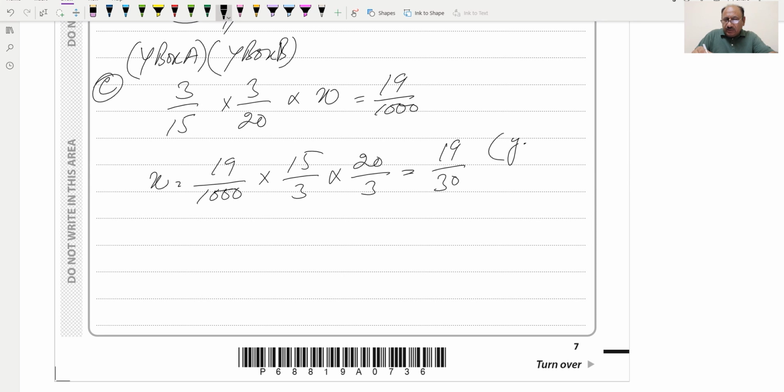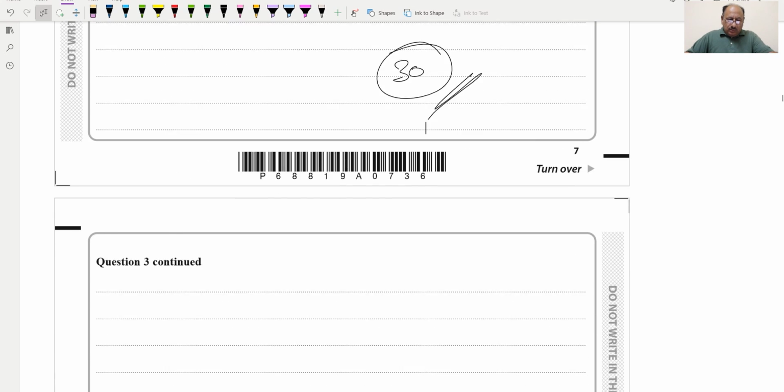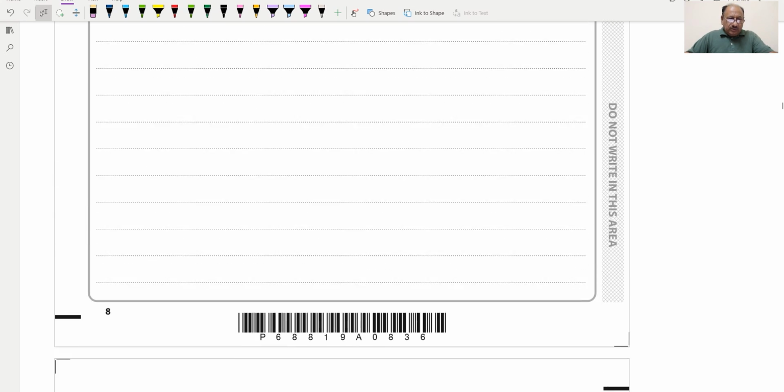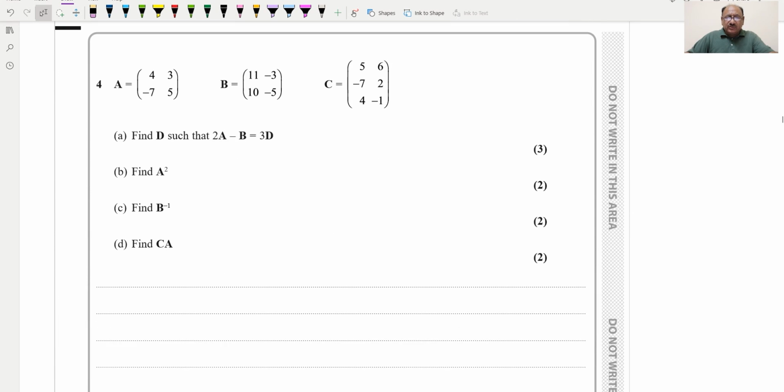So these are the 19, and over these are the total. So total will be 30. Our answer will be 30 because we are supposed to find the total. This is done. Now we can move to question number 4, and question number 4 is a matrices question.